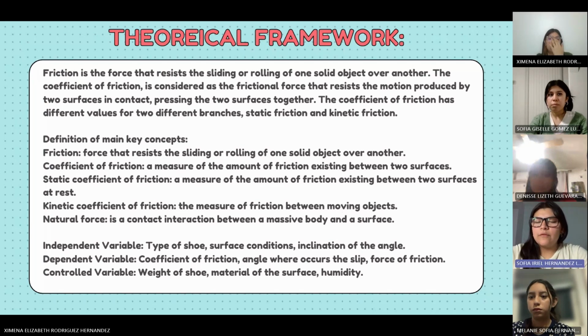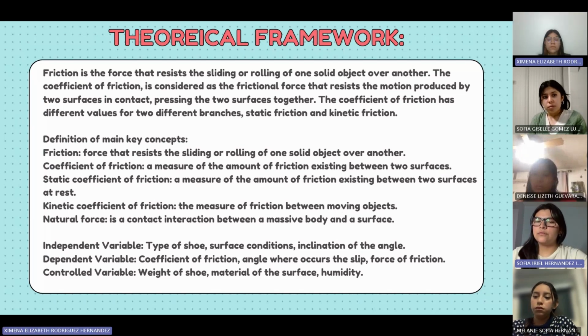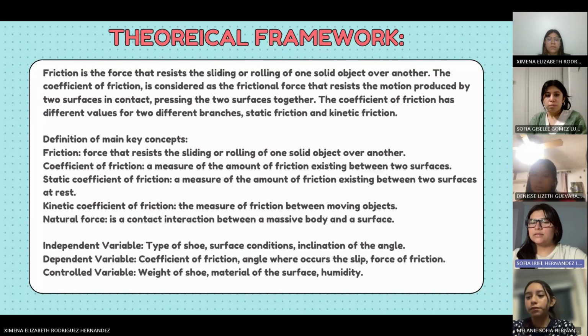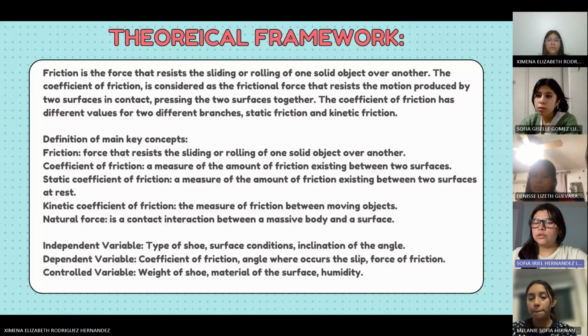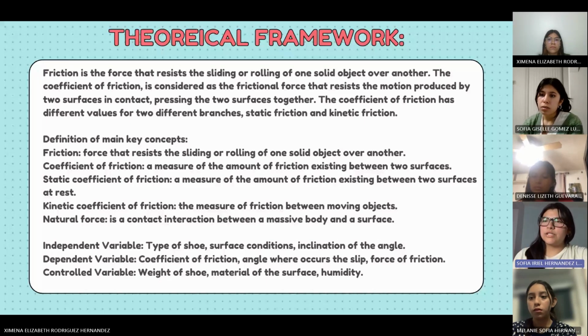Theoretical framework. Friction is the force that resists the sliding of an object over another, and the coefficient of friction is considered as the frictional force that resists the sliding and the motion produced by the surfaces when they are in contact. The coefficient of friction is divided into kinetic and static coefficients of friction, and they have different values.